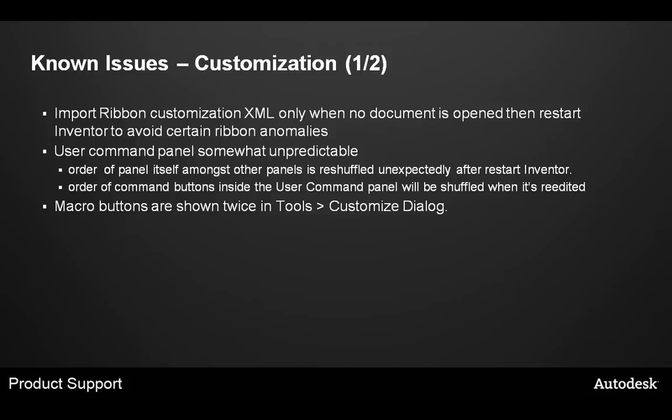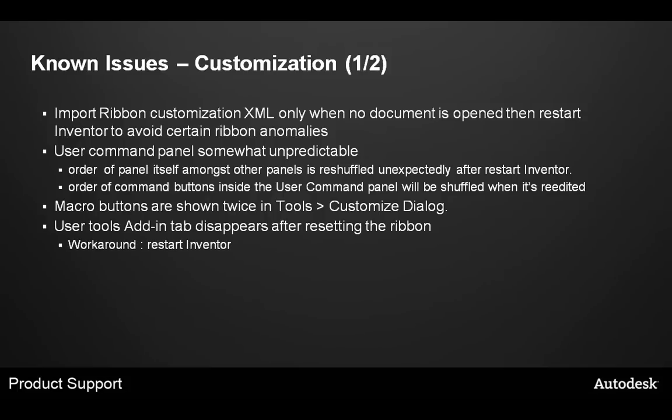Macro buttons will show up twice in the Tools Customize dialog. The User Tools Add-in tab disappears after resetting the ribbon. The workaround there is to restart Inventor.